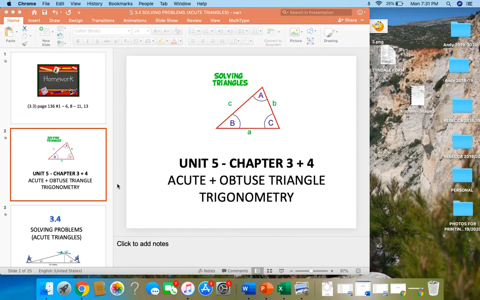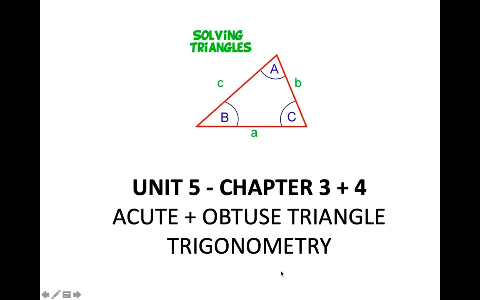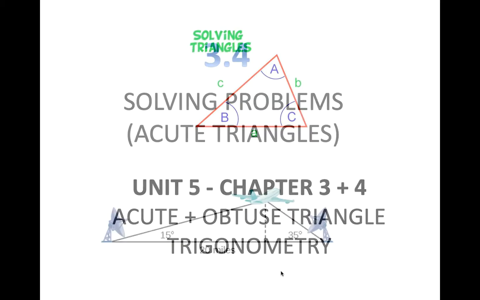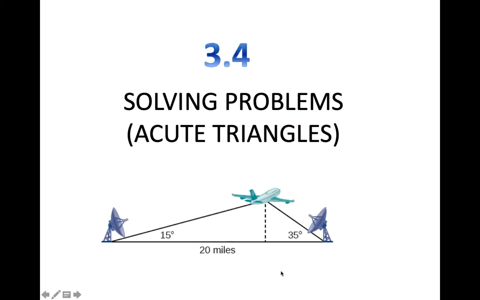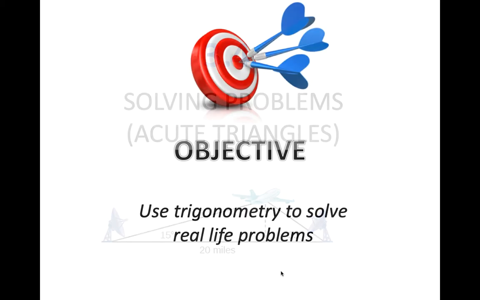Everyone, we're going to take a look at our next lesson in this video. As you know, we've been working our way through Unit 3 for acute and obtuse triangle trigonometry. In this lesson, I want to take a look at the last section in the first chapter, chapter 3, where we're putting together the law of sines, the law of cosines, and regular sine, cosine, and tangent to help us tackle various problems involving acute triangles.